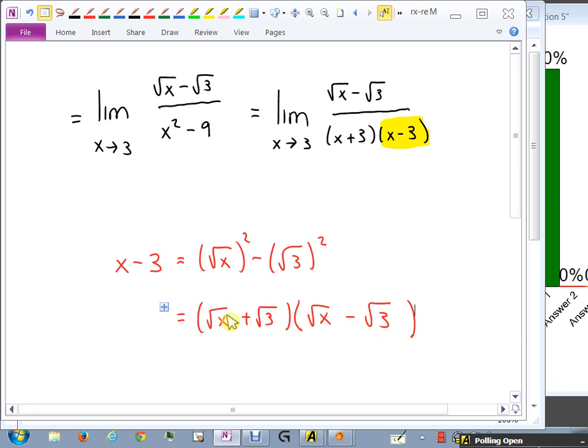Check it. FOIL this out. What's root x times root x? x. What's root x times negative root 3? Well, it's whatever it is, right? But look at what's going to happen in the middle. They cancel each other out. And then what's my last term? Negative root 9, which is negative 3, which is this. So you see if I take this yellow and break it down to these two, it will cancel the top. Okay, now look, this is why we're here.